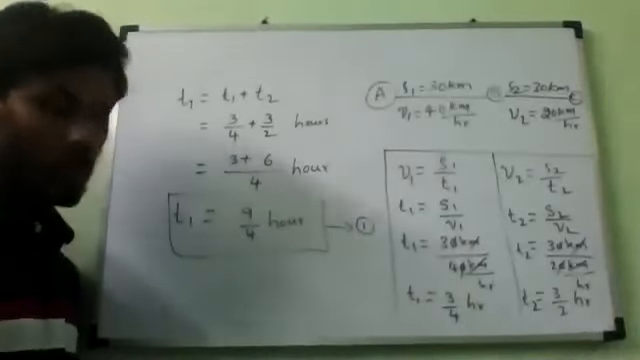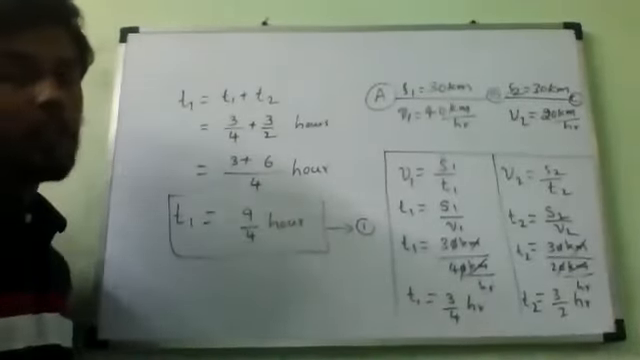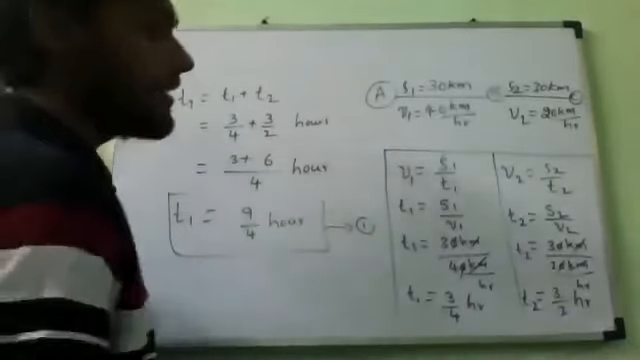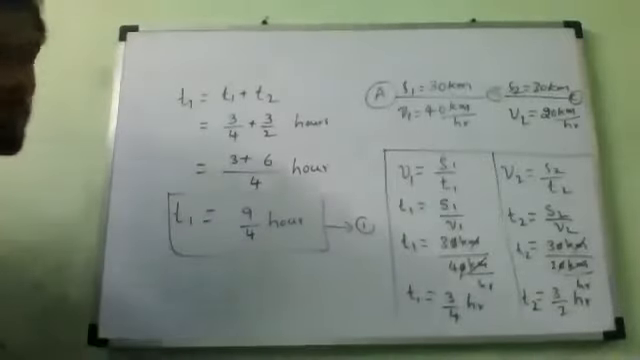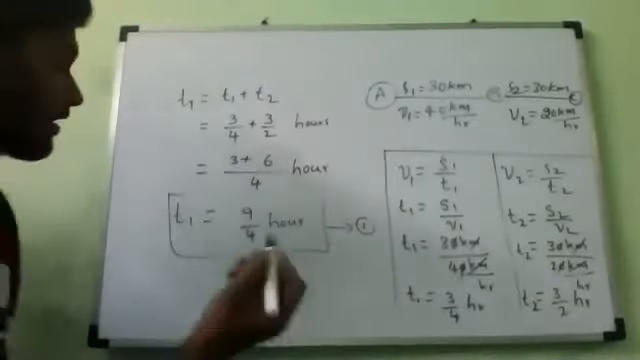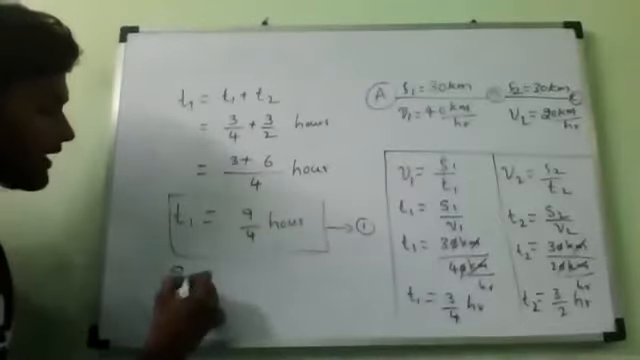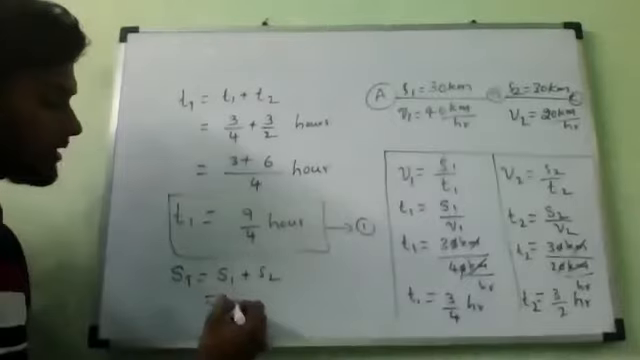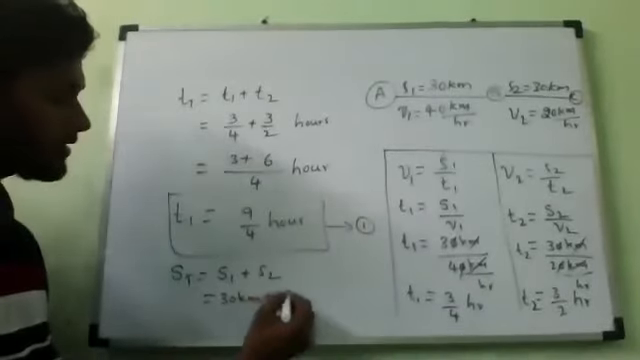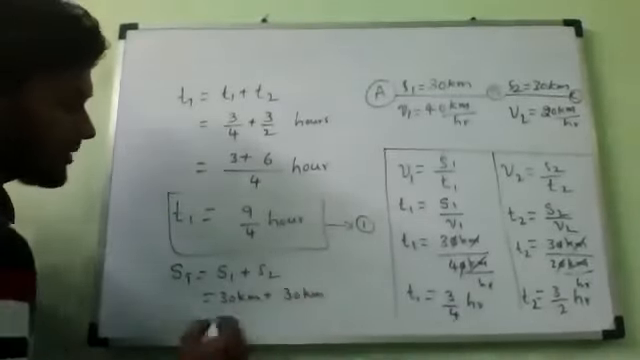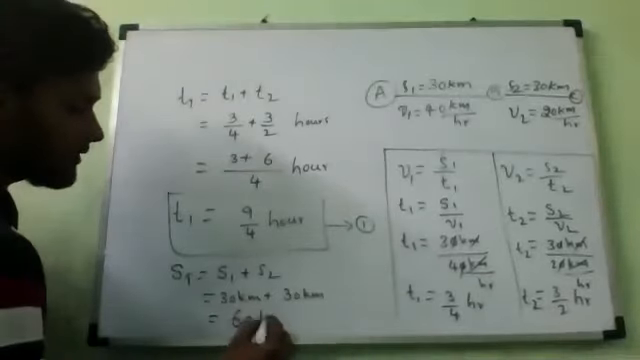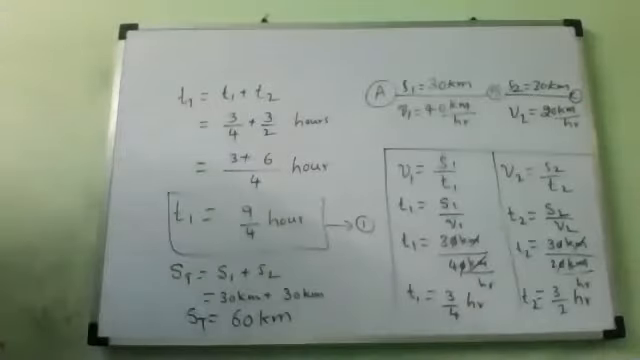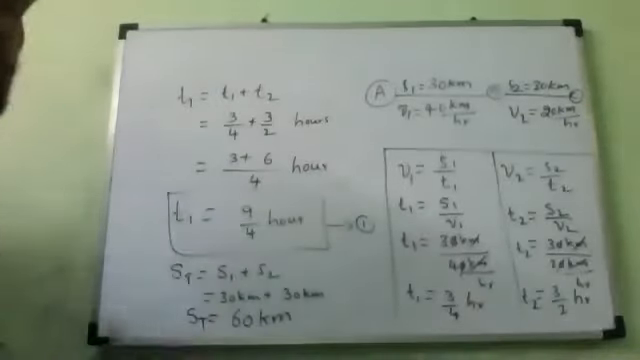Now, we want the average speed. So what one more thing should we know? Total distance also. Now, what is the total distance? Add it and tell me. Okay, let it be. Total distance is equal to S1 plus S2. S1 is 30 kilometers, S2 is also 30 kilometers, so our total distance is 60 kilometers.